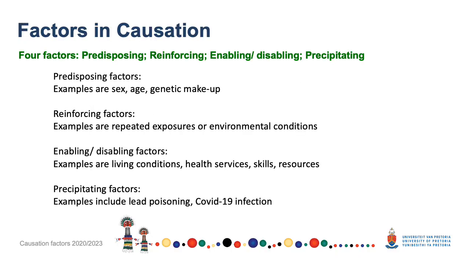So let's think about predisposing factors. Some examples would be things like sex, age, and genes. So for example, people who are over the age of about 60 might not have such a favorable outcome should they become infected with COVID-19.